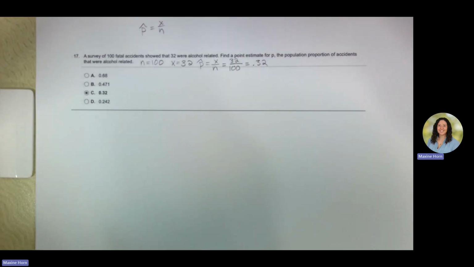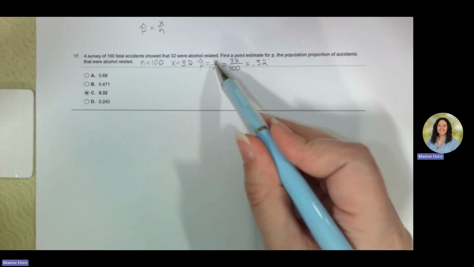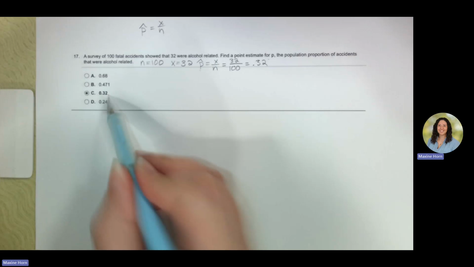Where earlier it was talking about the best estimate for the population mean is your sample mean, right? Well, same thing here, right? The point estimate for p is p hat. So we just found p hat. It's 0.32. Okay.